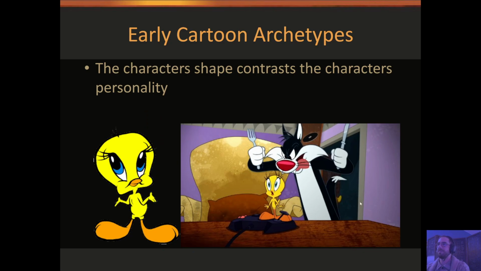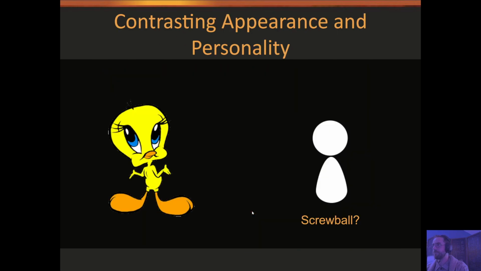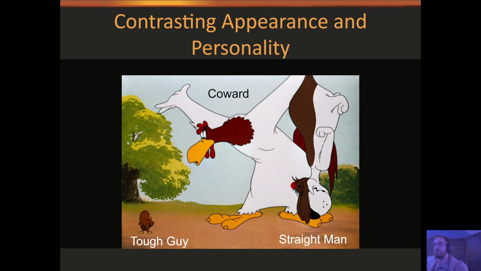Tweety Bird contrasting with, because she's so heroic, she's so good at getting away, right? Really, really intelligent. But you wouldn't really notice that right away by looking at the animations. She's kind of a screwball, I'd say, but a very smart one. Straight man, coward, tough guy. So again, contrasts, right? Small.